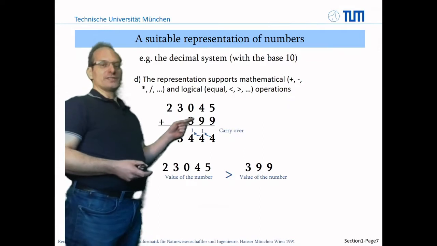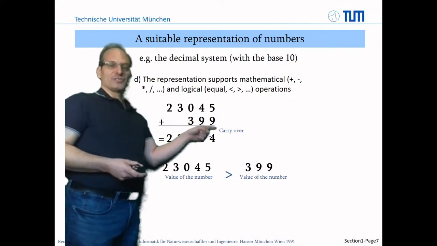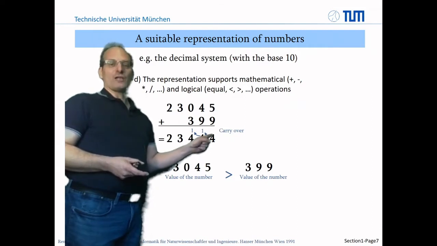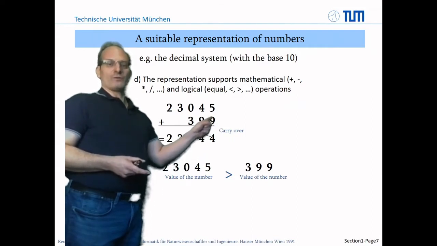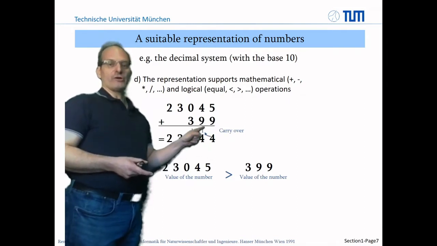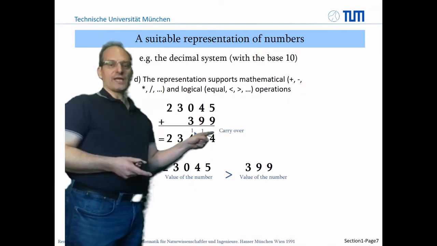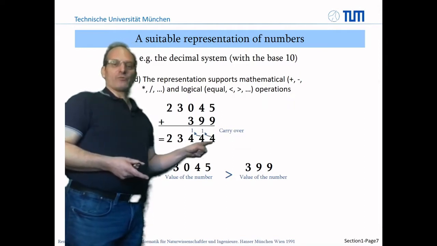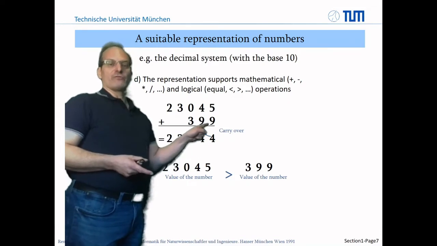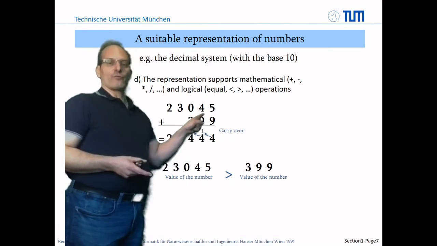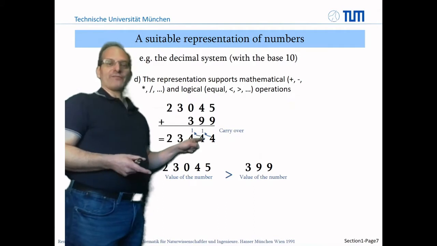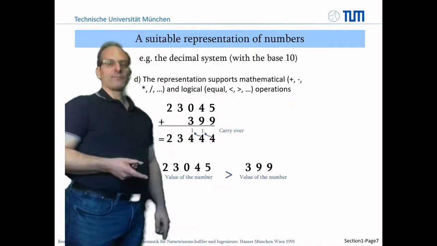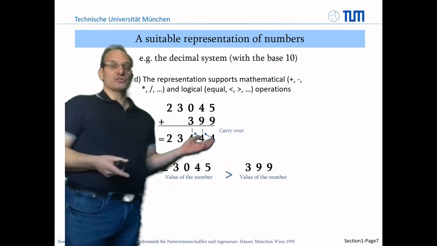So how do we do this? We have the positions which give us the value, and if you reach a value which is greater than what we can represent here, we do a carryover. So 5 plus 9 is 14. We take the 4, because this can be represented here, and we carry over the 1. And then we calculate 4 plus 9 plus 1, and then we have again 14. We take the 4 and we carry over the 1. So this is how we do the addition, for example.